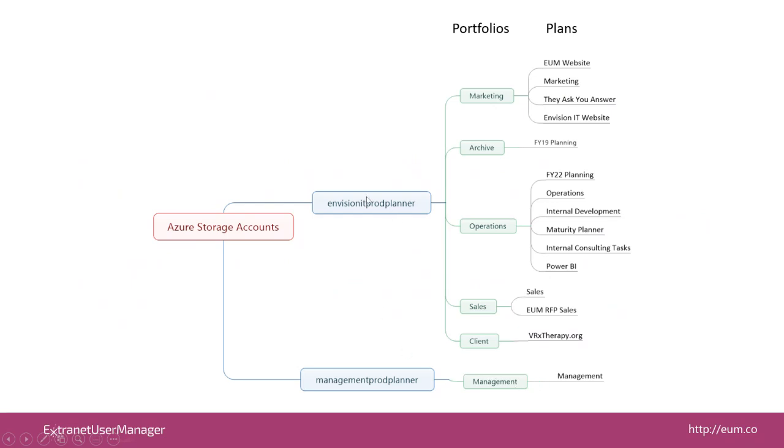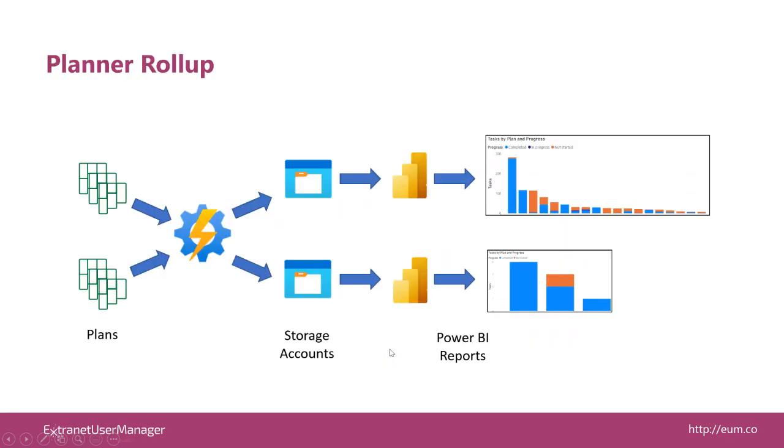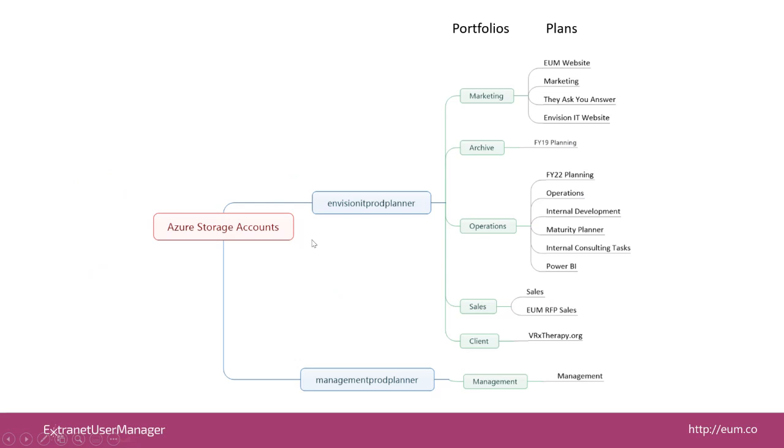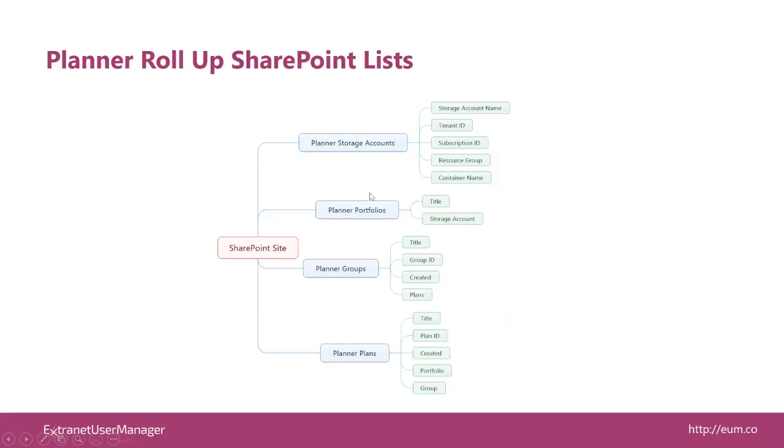So what we've done is created two storage accounts in Azure that all those Excel CSVs go into. If we go back a step here, when this Azure Automation is running and it's got these two storage accounts, one of them holds all of these plans and the other one holds the management plan. The way that gets driven is through a series of SharePoint lists that you configure this with.